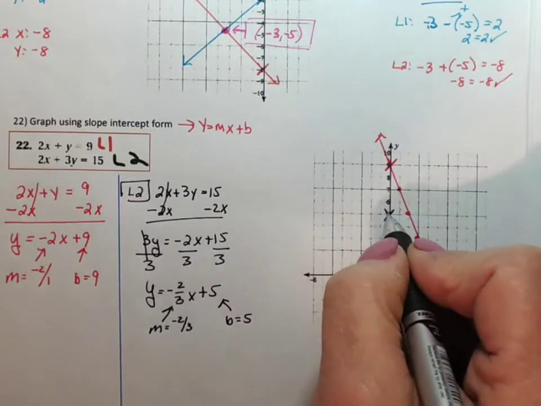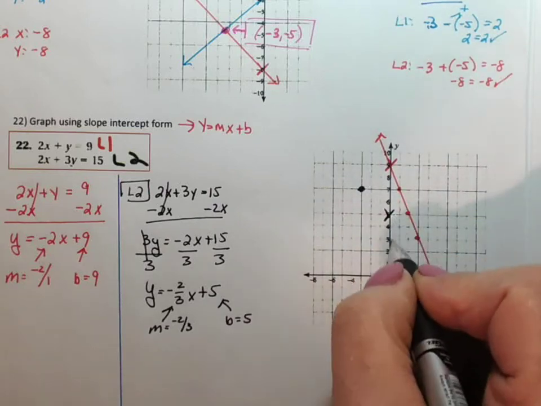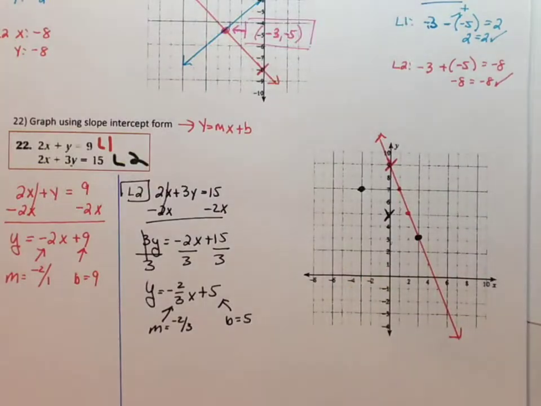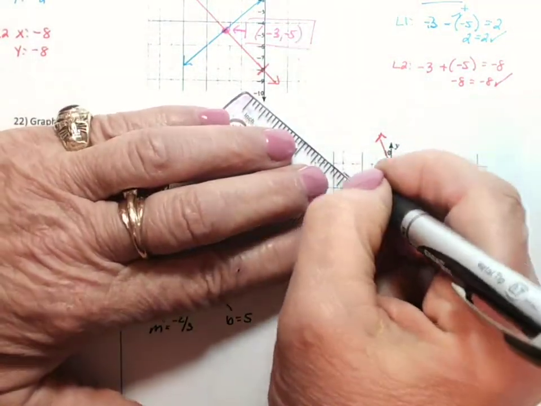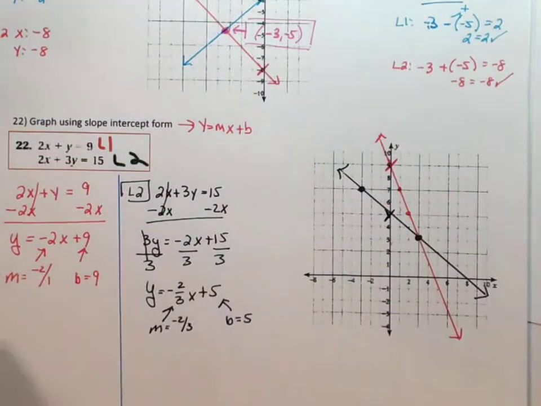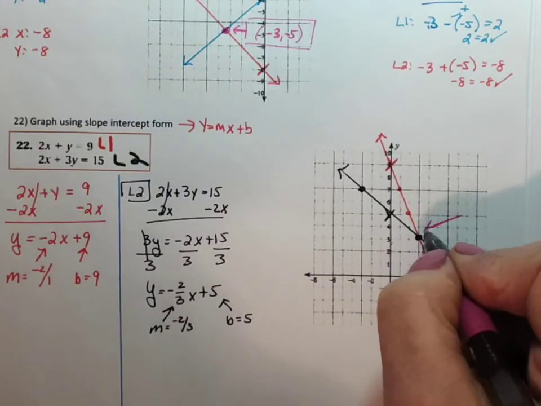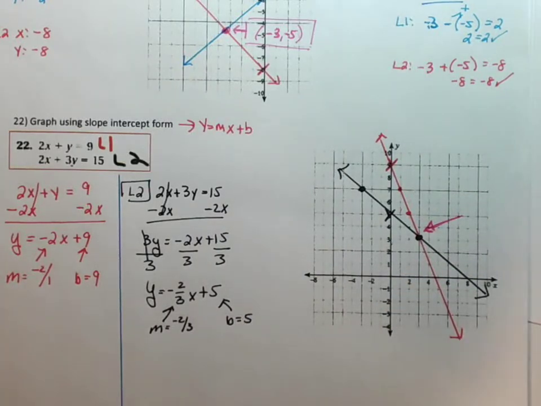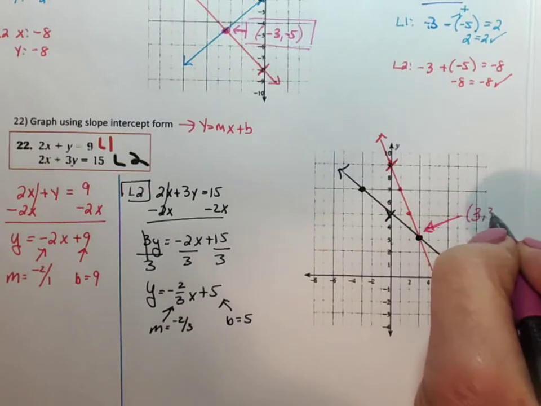Okay. I'm going to go up 2, back 3, down 2, forward 3, and it hits the other line, so I'm very happy because I know that's going to be my solution. Right? So the solution to this system is where they intersect, which is at 3, 3.